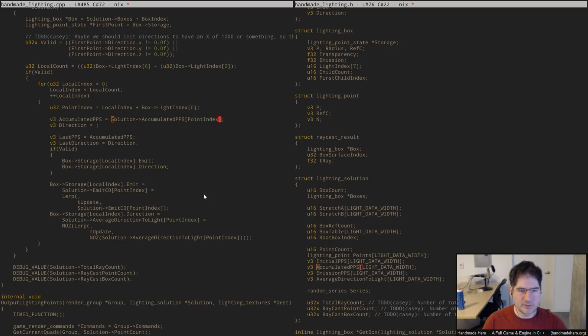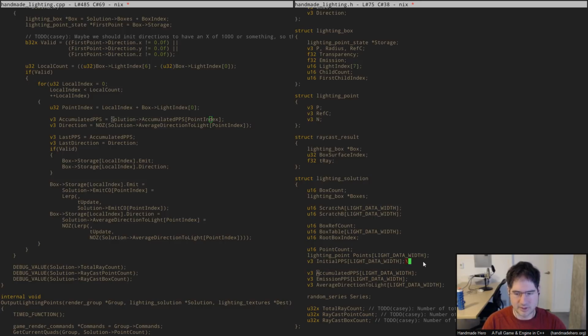So if I grab out my accumulated PPS here, and my average vector to light, those are the ones that we computed on this frame. And what I'm going to do is update them here the way they should be. So we know this one should be normalized, the direction, because it was an average here. We know this one needs to be averaged over the number of samples that were taken. And right now we don't know how many samples were taken. So that's an additional piece of information we're going to have to take.